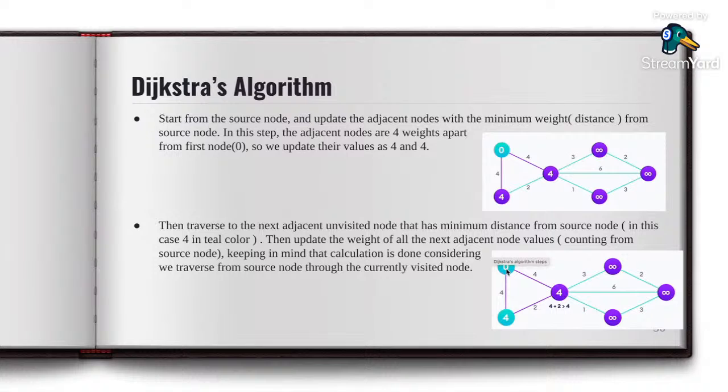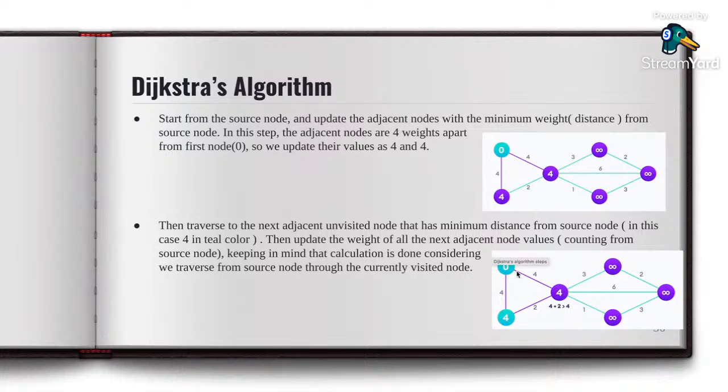This is already updated, and before updating this one, we have to calculate the weight, whether it's larger or smaller. So let's see. Then update the weight of all next ones coming to the source node, keeping in mind that the calculation is done considering we traverse from the source node through the currently visited node. So we have to traverse to this one through this. So 4 plus 2 is 6, and this is 4.